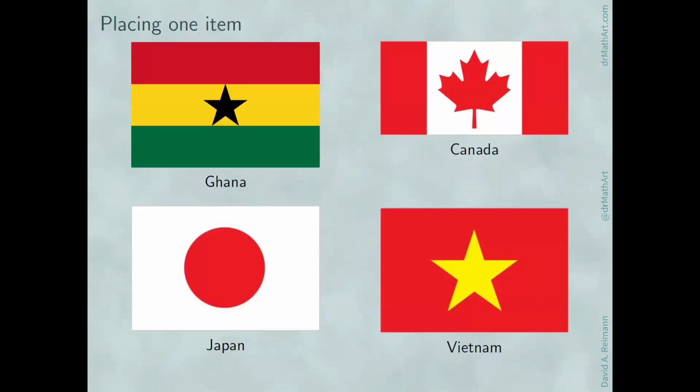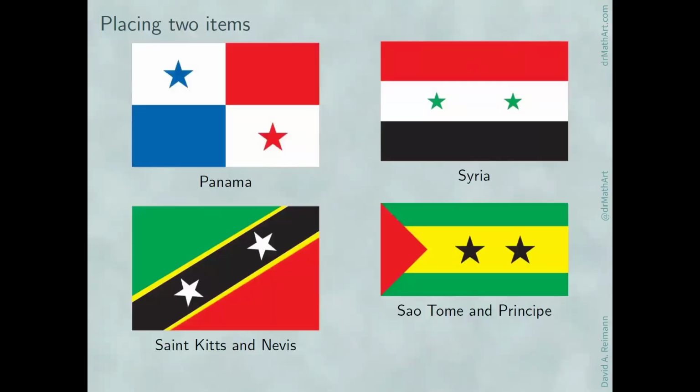Placing one item is easy. So the flag of Ghana, very easy to place one star. Flag of Canada and Japan, Vietnam, all very similar, right? We have one thing, we can just put it in the middle, looks great. If we have two things, these are going to be along a line. So different flags like Panama and Syria, they have two stars, and we can put those at any angle. They look fairly balanced. Here in Panama's situation, they're equally spaced along this diagonal line from the top left to the bottom right. In Syria, they're placed left to right of this center.